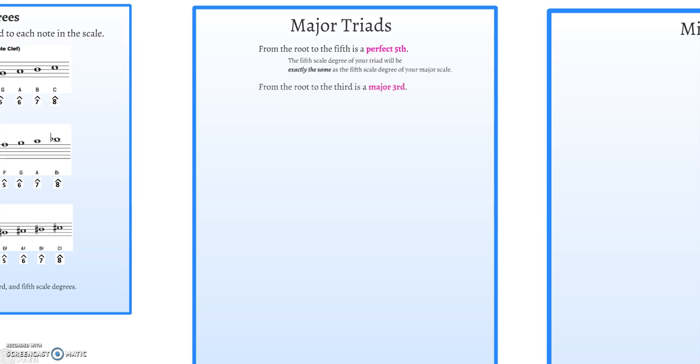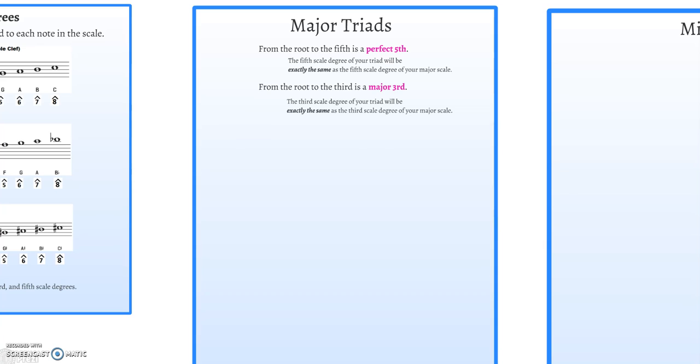The third of your triad is going to be a major third above the root. And as you learned when you did intervals, the major third is the third that is exactly the same as the normal third scale degree of the scale. So not raised, not lowered, just as it should be.